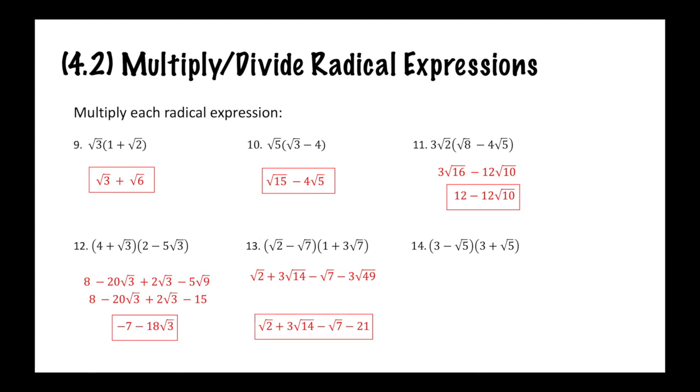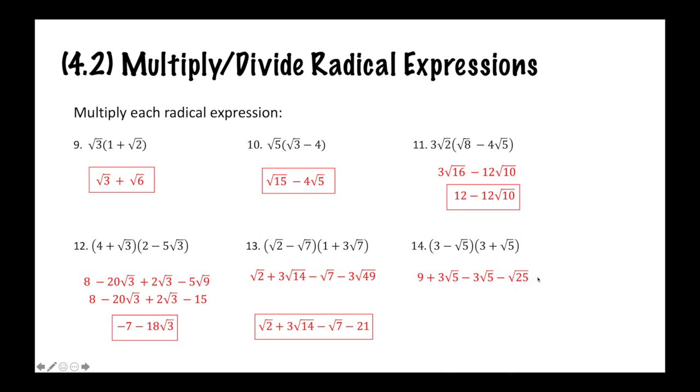And then finally for 14, again, I'm going to double distribute. So here, 3 times 3 is 9. 3 times root 5 is 3 root 5. Negative root 5 times 3 is negative 3 root 5. And then negative root 5 times root 5 is negative root 25.